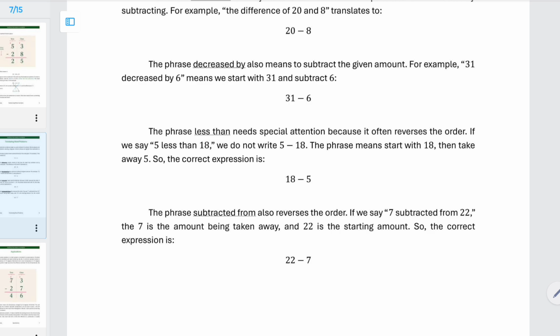The phrase subtracted from also reverses the order. If we say 7 subtracted from 22, the 7 is the amount being taken away and 22 is the starting amount. So the correct expression is 22 minus 7.